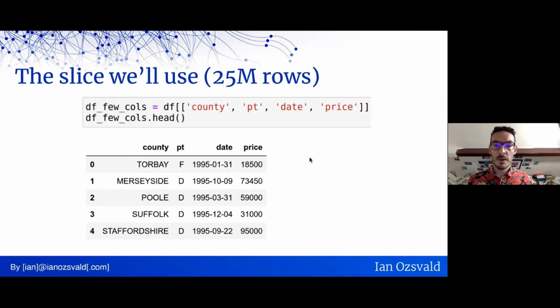So here's the slice that we're going to use. I'm going to use all 25 million rows, but only 4 columns. So I'm going to take from the data frame county, and you can see some examples in the head below. County, that's a region in the UK. PT, that's property type. So F is a flat, an apartment. D is a detached house, so it's a single house that's separate, it's got all of its own walls. And then there's semi-detached and others, so houses that are joined together and terraced. Date, that's the date going back to 1995, and price, the integer price.